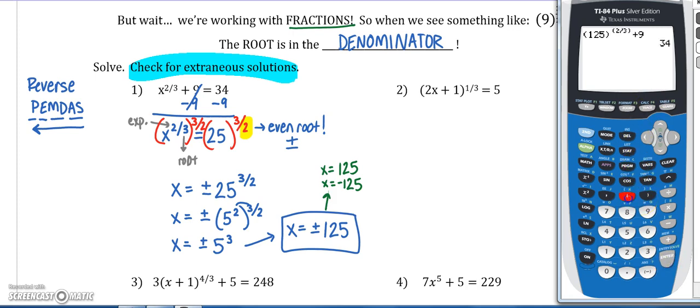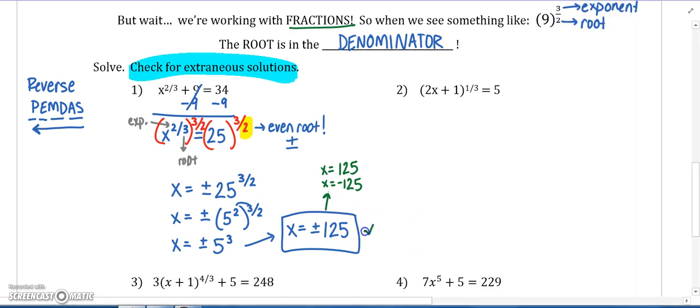I'll type the exact same thing in, but now a negative 125. Once again, I'm going to use parentheses around my exponent, just in case. And then plus 9. And once again, we get 34. So that's how we know both of these work. I put a little check mark next to it so I know that I did check it, and we're good on that one. Alright, let's try some more.